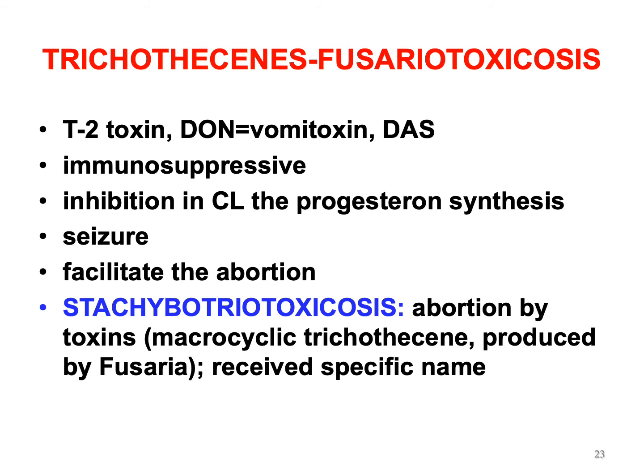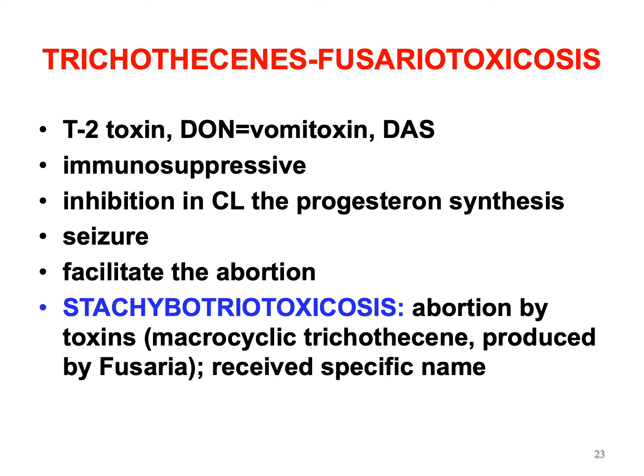The next group are the trichothecene-structured mycotoxins, or fusariotoxicosis in the old name. The most important members of this group are the T2 toxin, the DON or vomitoxin, and the diacetoxyscirpenol. They are all immunosuppressive. DON, of course, will cause feed rejection, but the most important, besides the immunosuppression, which itself may cause abortion, is the inhibition in the corpus luteum of the progesterone synthesis, and besides the neural side effects, seizures. Of course, all these factors may facilitate and contribute to an abortion.